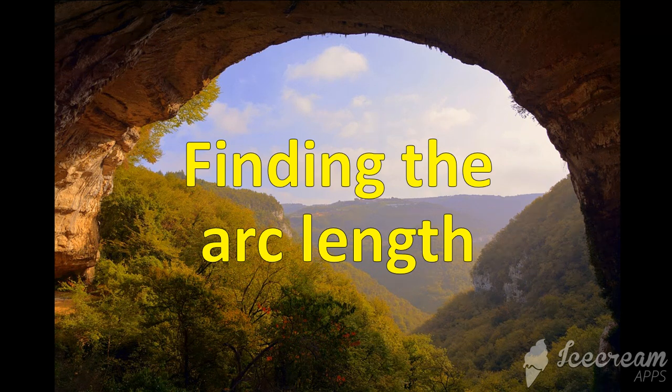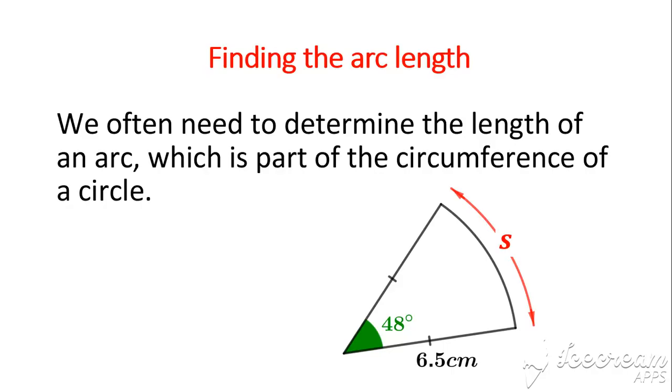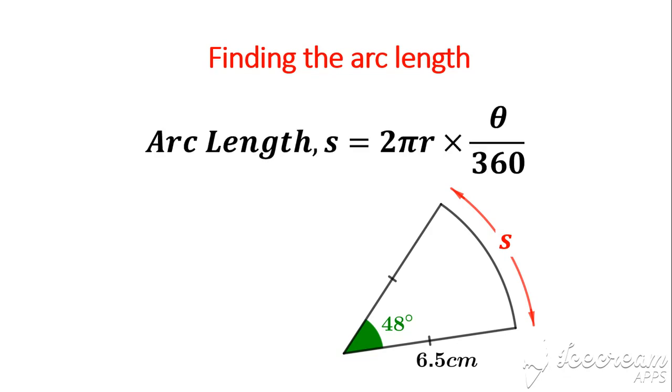We turn our attention to finding the arc length. Now we often need to determine the length of an arc, which is part of the circumference of a circle. Here's the formula we're going to use. Arc length S is equal to 2 pi r times theta over 360. Let's explain how this comes about.